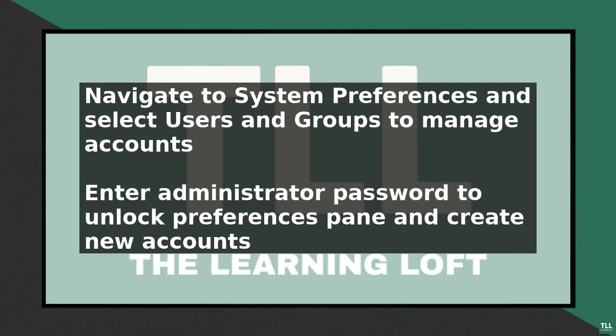Once unlocked, you can create a new administrator account by clicking the plus sign at the bottom left corner of the window. Select Administrator from the New Account pop-up menu and enter the required information, including the user's name, account name, password, and password hint.